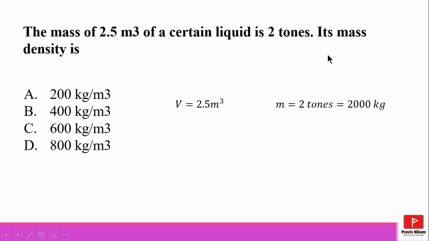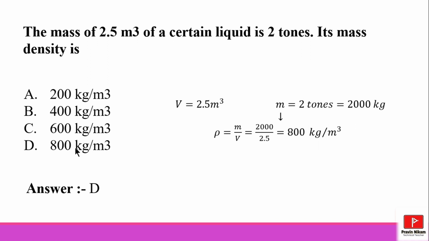Now we should know the mass density is equal to mass divided by volume. Rho is equal to mass divided by volume. Mass is 2000, volume is 2.5. So you will get 2000 divided by 2.5 is equal to 800 kg per meter cube. So which option is correct? D is the correct option.